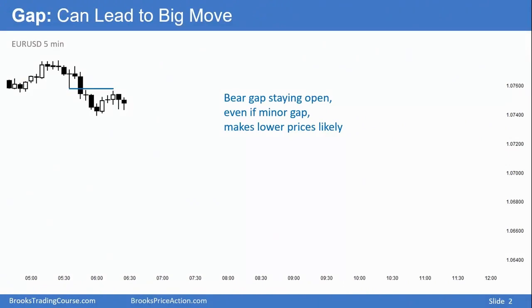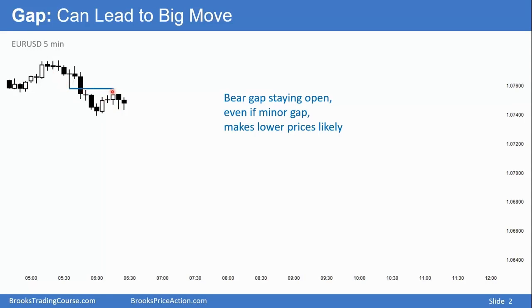This is the euro versus the dollar 5-minute chart. Every bear trend bar is also a breakout and a potential climax. Here we have continuation after the bear bar and a pullback that did not overlap the low of this bar. This is a breakout point. This is a breakout pullback, a test of the breakout point, and it looks like the bear trend might be resuming. Even though you have a lot of small bars and doji bars, it's still a potential sign of strength.